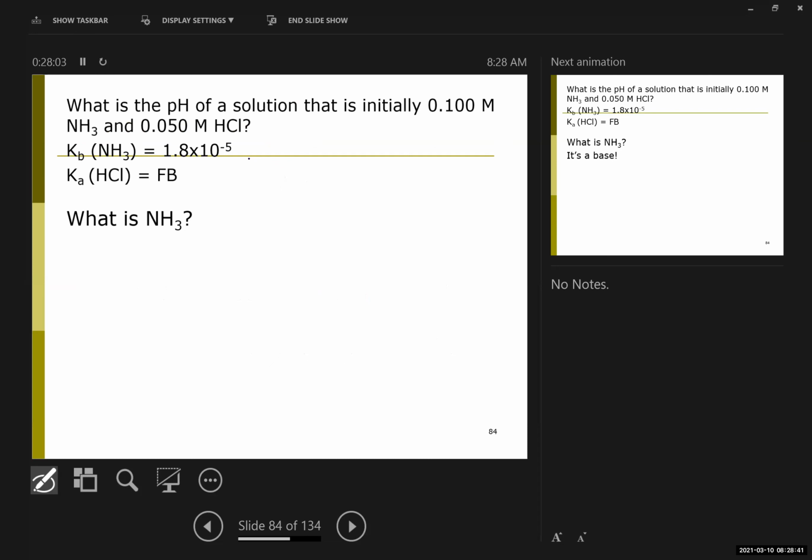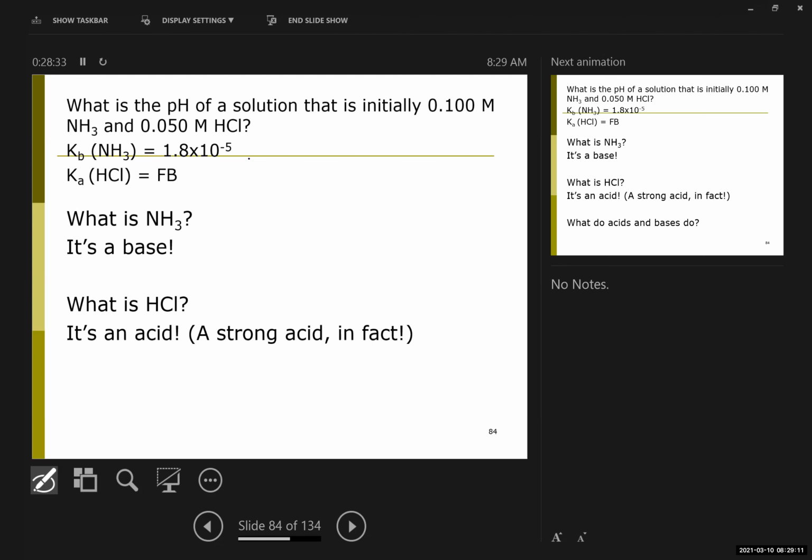Slightly different problem. What is the pH of a solution? That part's the same. That is initially 0.1 molar ammonia, our old friend, and 0.05 molar HCl, also something of an old friend of ours. Ammonia, of course, is what kind of compound? Base. HCl is what kind of compound? Acid. What's the only thing acids do when they mix with bases? Proton goes from the acid to the base.